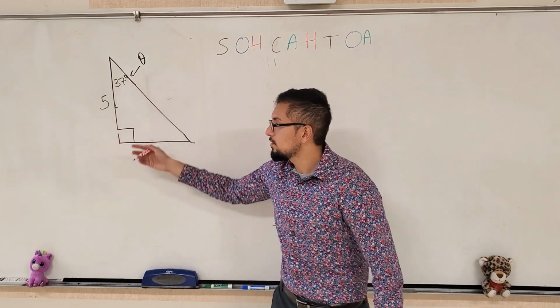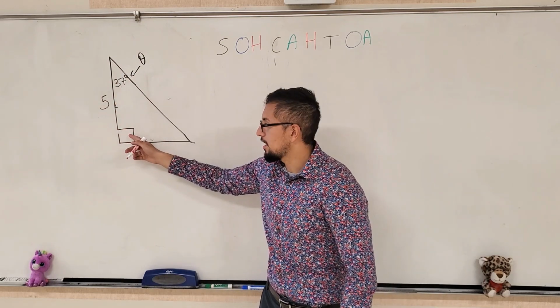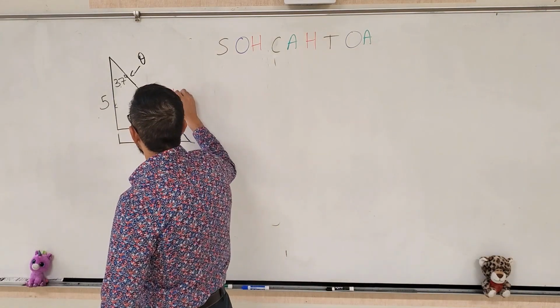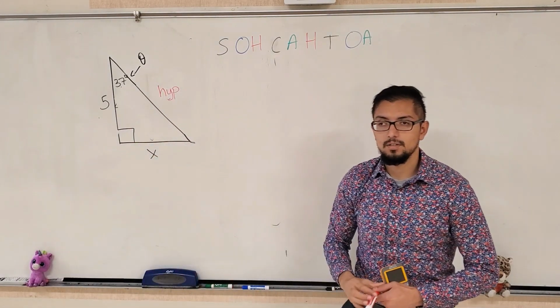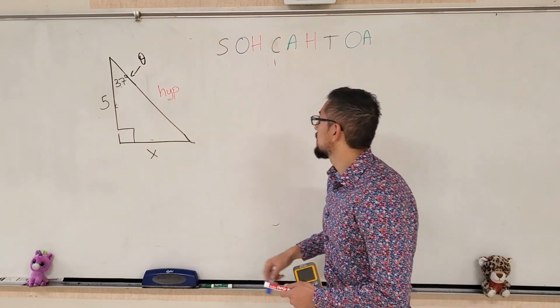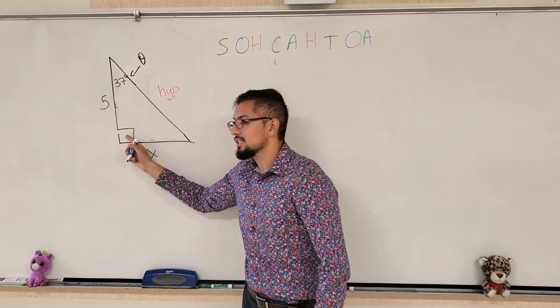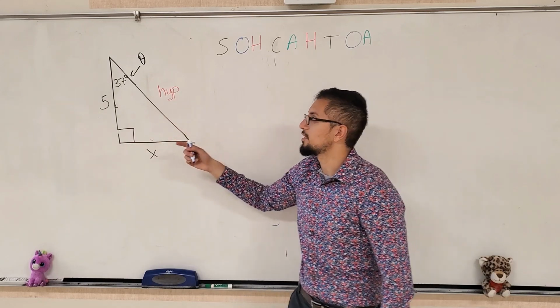All right, in a right triangle, we always have the 90 degrees. The side that is across from the 90 degrees, we call the hypotenuse. That will always be the hypotenuse. No matter where theta is, we always just look at the 90, see the side across, and that is the hypotenuse.